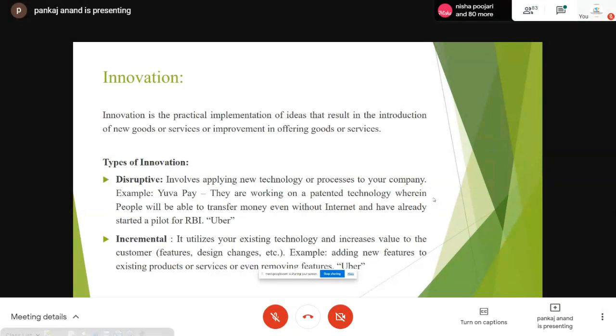Now let's go to the incremental one. It utilizes your existing technology and increases value to the customer. If I take the same example of Uber, yes, it does booking of cabs and all that. But what is incremental in that? Earlier, the cab would come, we would know it will take 5 minutes, but we did not know where exactly it is and where it is going. Then Uber added a new feature where we see a car sign. We are actually able to see which direction it is moving in, how much time it will take, all the things. This is a kind of incremental innovation wherein we have added a new feature to the existing product.